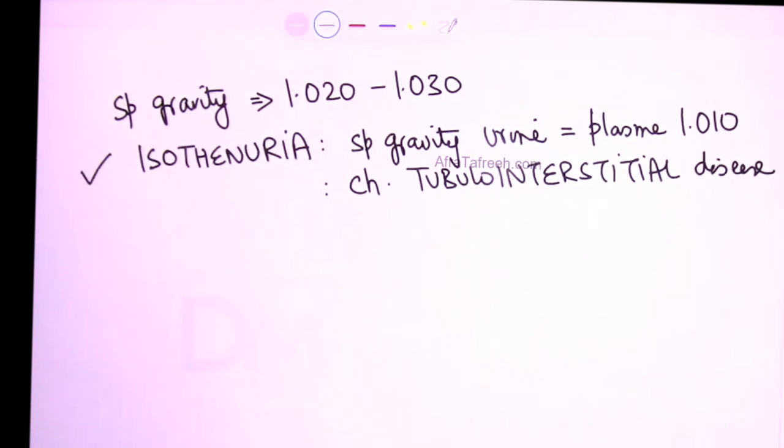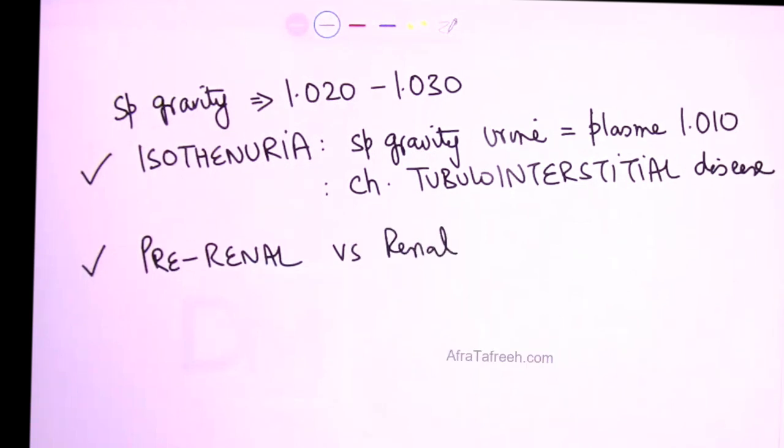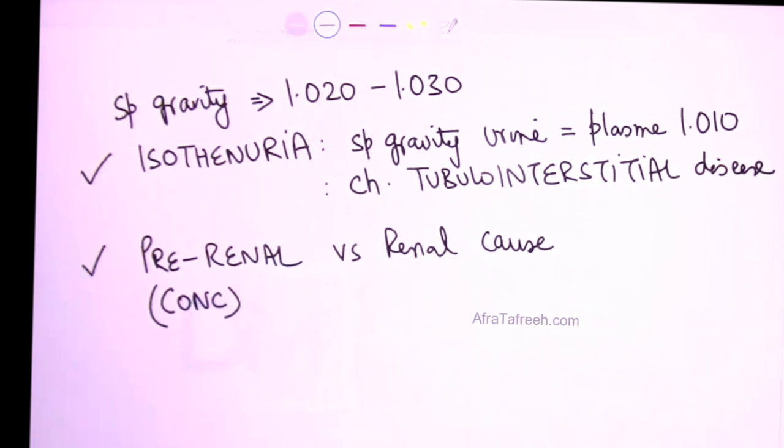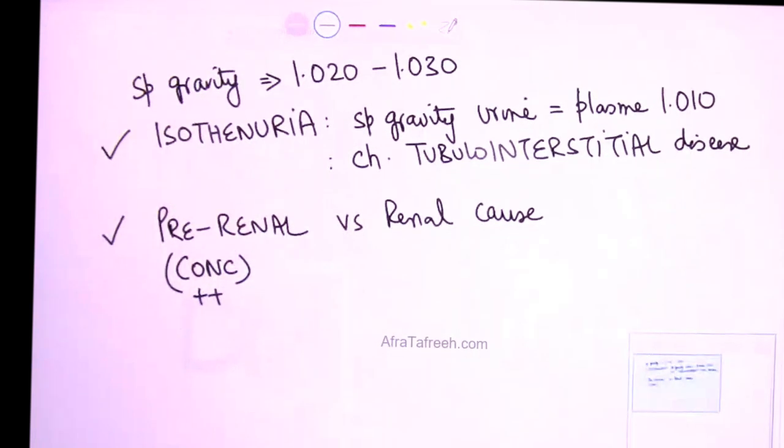Another advantage of checking the specific gravity is that it will help you in differentiating the pre-renal cause of acute kidney injury versus the renal cause. Because if a person is having a renal cause, let me say his tubules are damaged, then in those circumstances the ability to concentrate and dilute would be lost. Whereas in pre-renal cause, the tubules are functioning fine, so the ability to concentrate will be there. So you will notice that in the pre-renal variety of acute kidney injury, the urine concentration would be on the higher side as compared to the renal cause, which would be on the lower side, because the ability to perform this function would be lost.